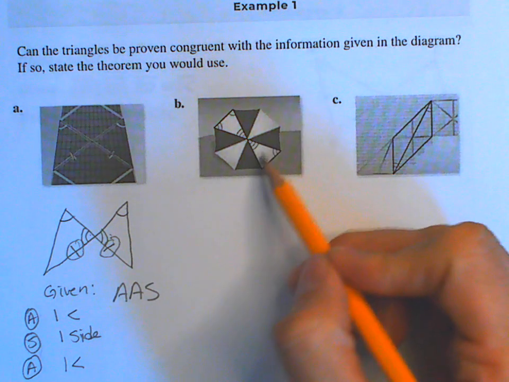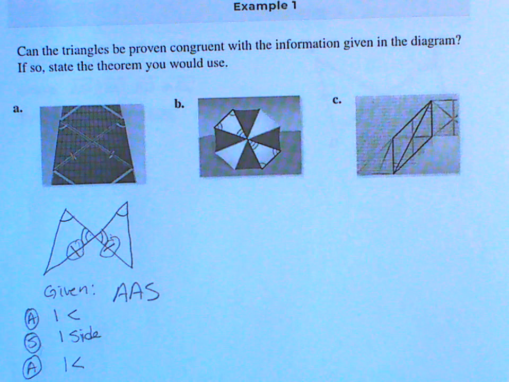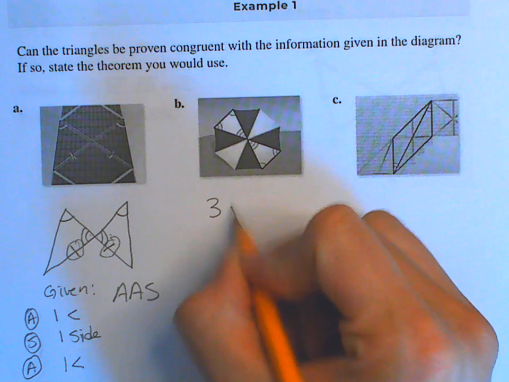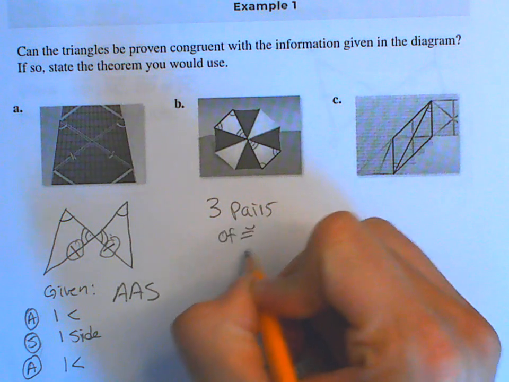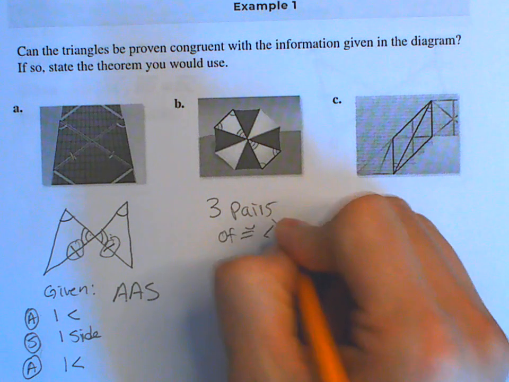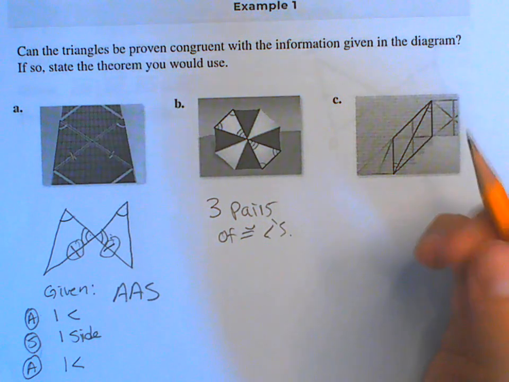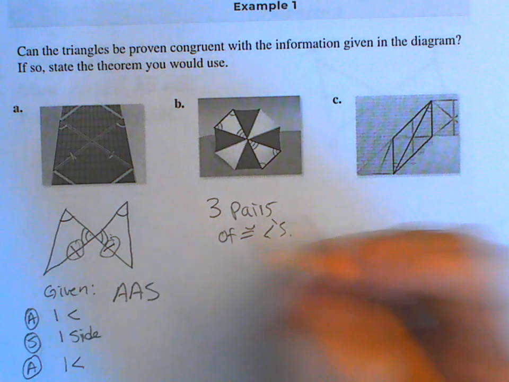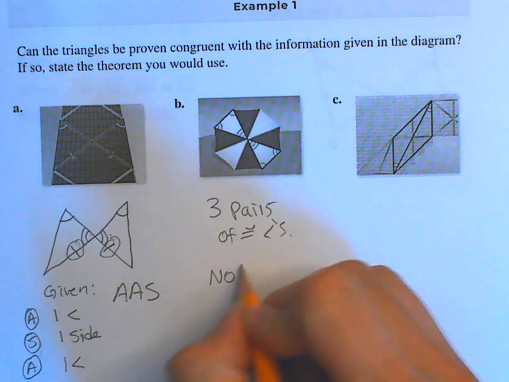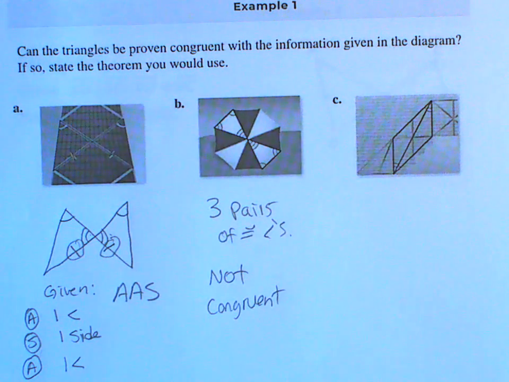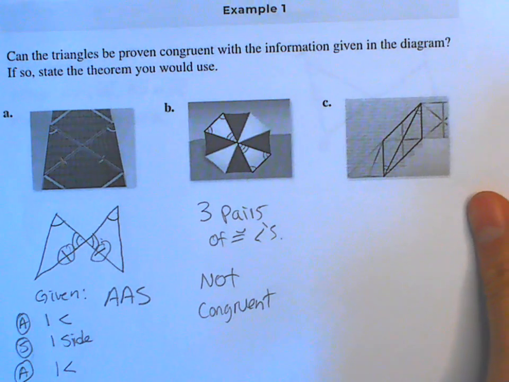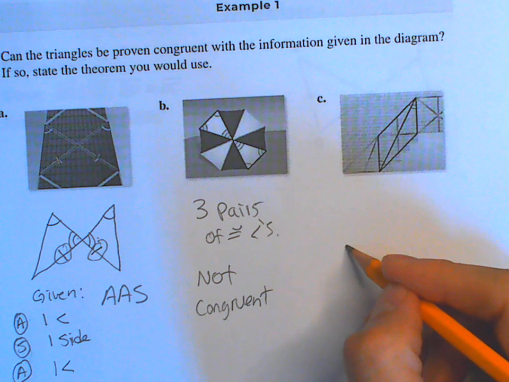On this one, they don't tell you anything about any side being congruent. So the only thing that you have is three pairs of congruent angles. That's not enough. You don't have an angle congruence theorem. So not congruent. Okay. Now on this one, I know it's a little hard to see, so let me redraw the diagram.